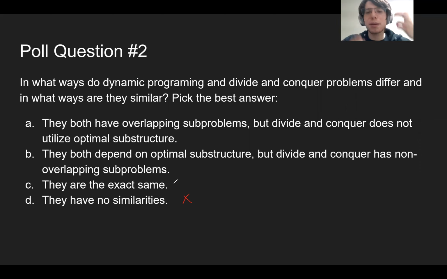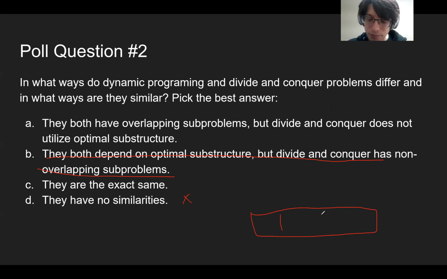We've talked about how they're not the exact same because with divide and conquer, maybe you're solving something different. The similarity between them is that they both depend on optimal substructure, right? If you think about binary search, for example, you have a sorted array, and in that sorted array, let's say we want to find 1, right?